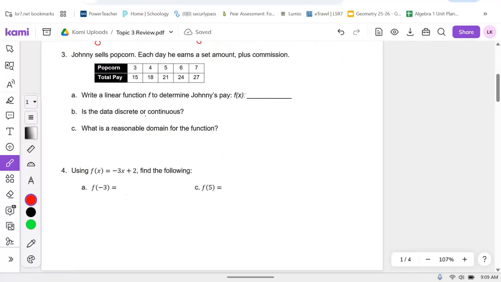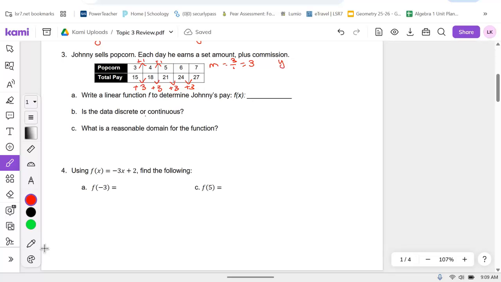So number 3, Johnny sells popcorn. Each day he earns a set amount plus commissions. We want to write a linear function f to determine Johnny's pay, f of x. So I first need to determine what my slope is. I can pick 2 points and use the slope formula, or I can say, okay, it goes up by 3 every time, and my x's go up by 1, so my slope would just be 3 over 1, which is 3.